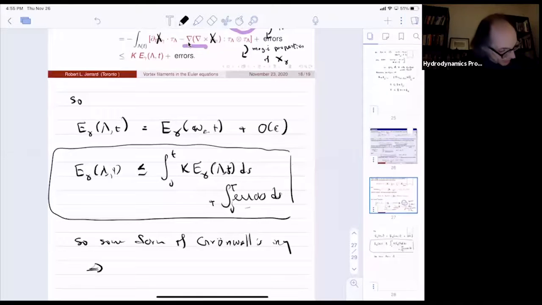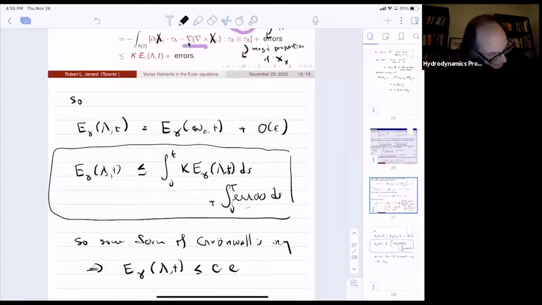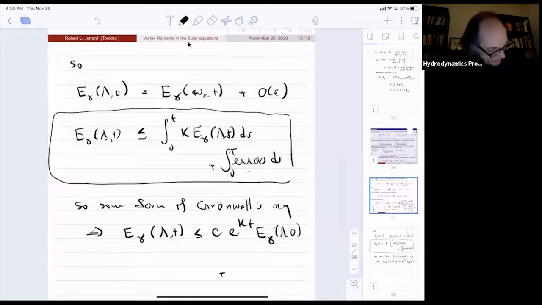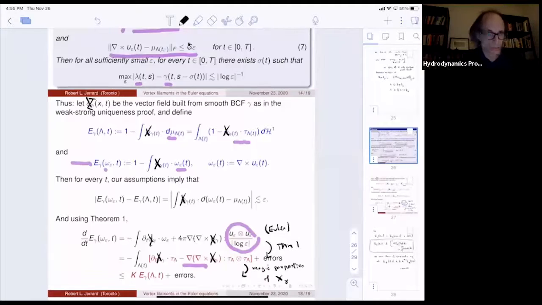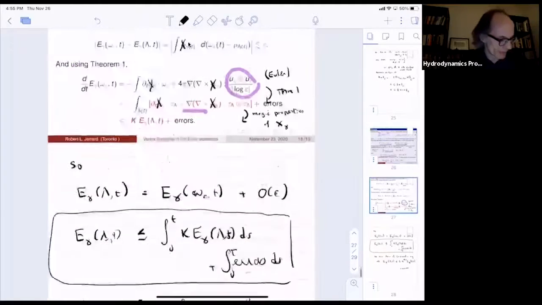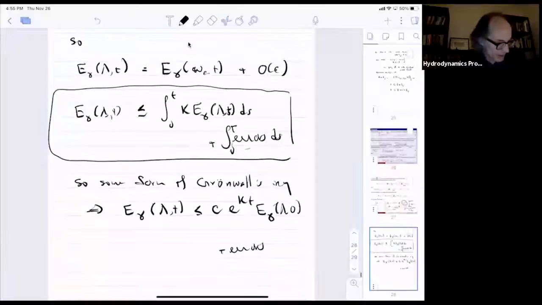This implies that E sub gamma lambda t is bounded by a constant times e to the k t times E sub gamma of lambda at 0, and then there are other errors. And then this in turn, the initial excess, what is it? Well, we can assume this is epsilon. I feel like it can be small. And so this is small.